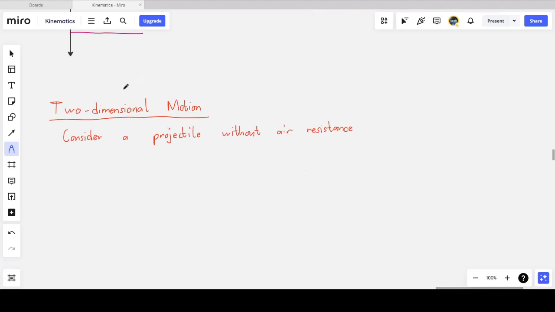In fact, let's draw it. So I'm going to draw the ground, and on the ground I'm going to have maybe a football, and I'm going to kick the football such that it leaves the ground, it travels, and guess what? It's going to travel along the arc of a parabola.